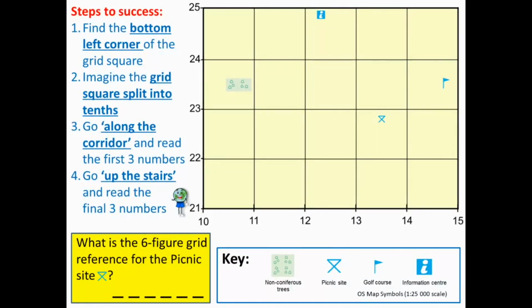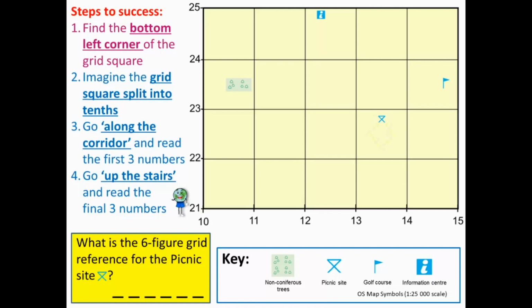You can see that I've also included steps to success, and if you work through each step you'll be able to give the six-figure grid reference location quite simply. So let's have a try at working through that together. Now the first step says to find the bottom left hand corner of the grid square. In this case, we're trying to find the grid square for the picnic site. And can you find the symbol for the picnic site on the map?